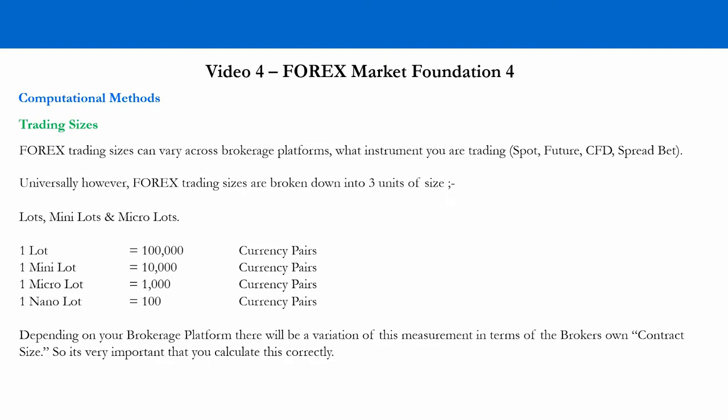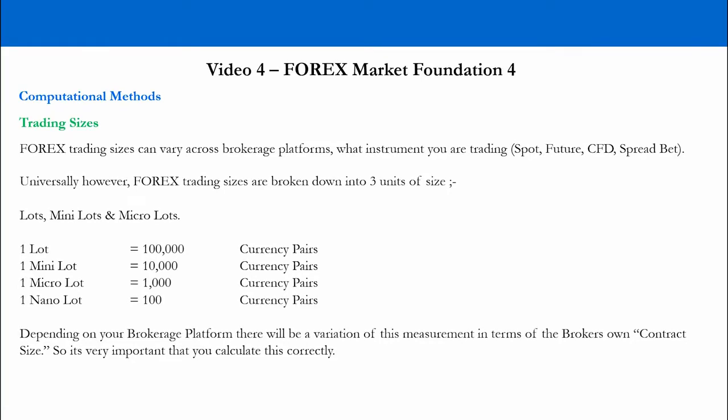So it's pretty important that you have a foundation of understanding of what the different sizes are so you can apply this to any trading platform. So one lot, 100,000 currency pairs, one mini lot, 10,000 currency pairs, one micro lot, 1,000 currency pairs, and a nano lot, 100 currency pairs.